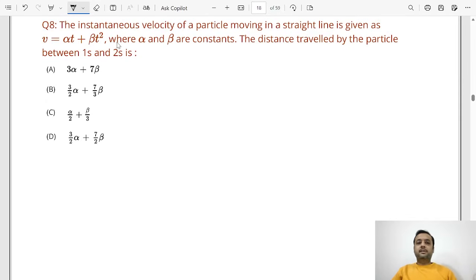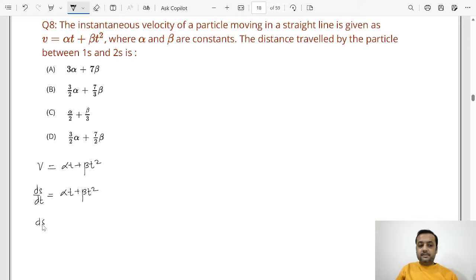Let us see this question. Here is a particle moving in a straight line whose velocity as a function of time has been given. We have to find the distance traveled by the particle between 1 and 2 seconds. Favorite topic again, kinematics. So velocity has been given as alpha t plus beta t square. We know that the rate of change of displacement is velocity, so we can say that ds by dt is equal to alpha t plus beta t square.